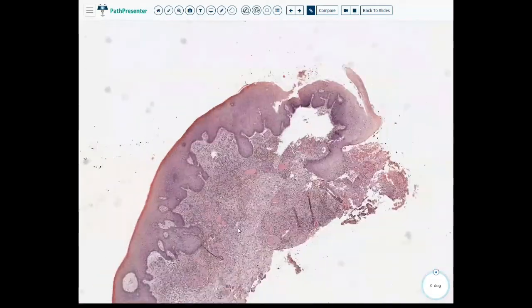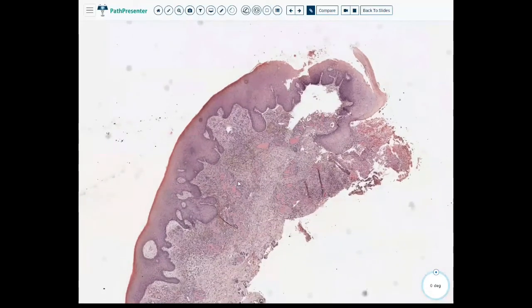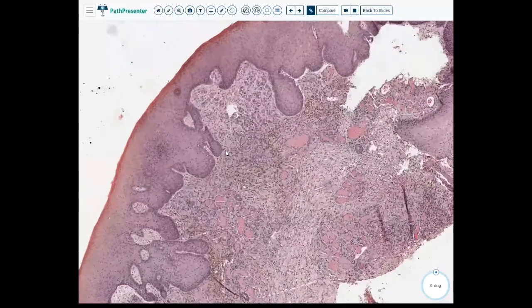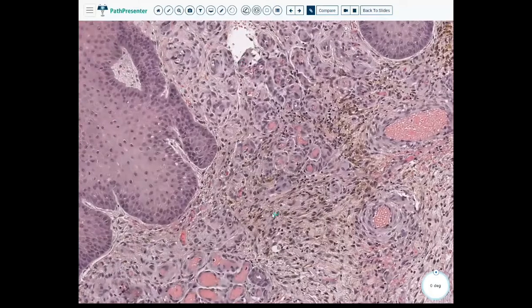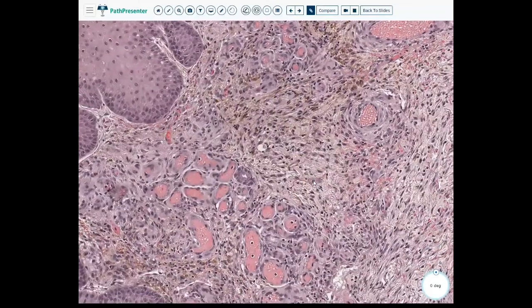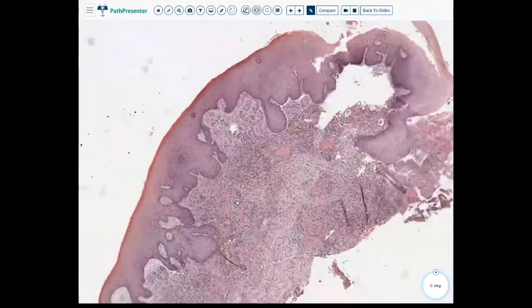Anyway, if we go back to low power a little bit, we do see that this is somewhat of a lobular configuration. There's not a lot of fibrosis going on here, but fibrosis is more of a chronic sign in these lesions. So what is this? This is stasis dermatitis, relatively nice example.